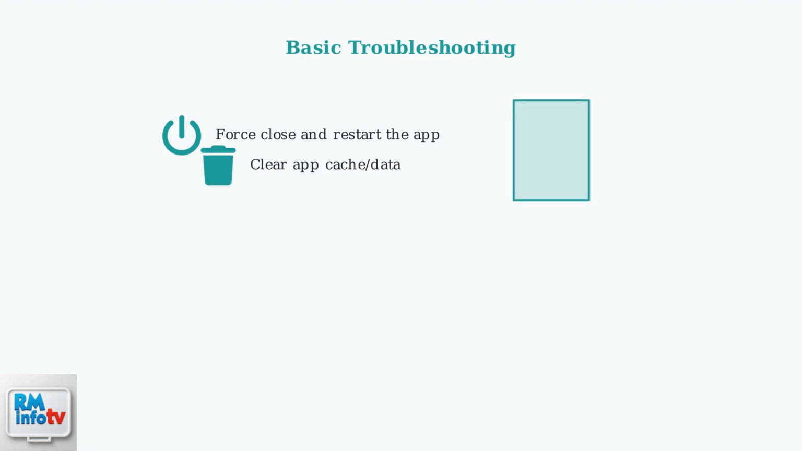Clear the app's cache and data on Android devices, or offload and reinstall the app on iOS devices. This removes corrupted temporary files that may cause server communication issues. On iOS devices, you can offload or reinstall the app through settings. This process preserves your login information while refreshing the app installation.